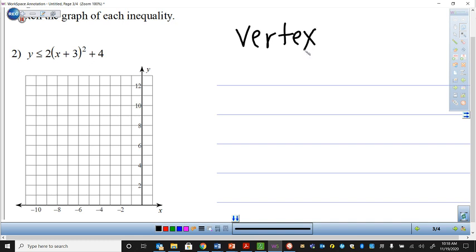What do you think? If you just look at that problem, can you tell what the vertex is? Yeah, it's -3, 4. You remember it's the opposite of the number in the parentheses? Yeah, so it's -3, 4. That's the vertex. That should be a review. We've done that in the past.